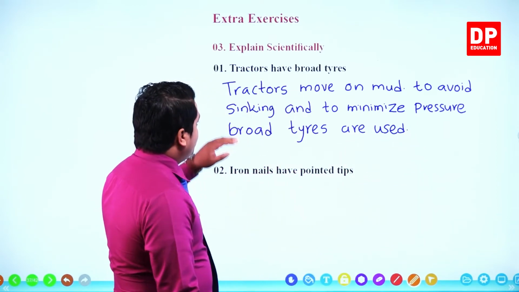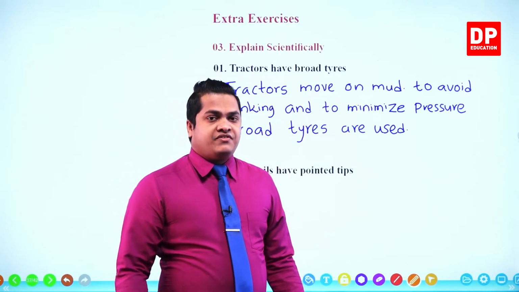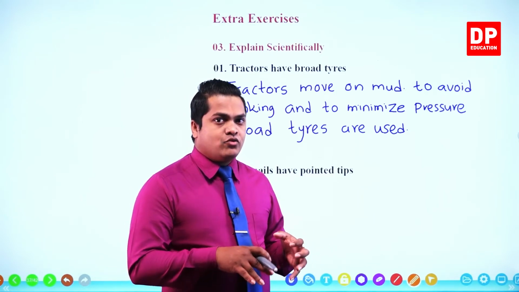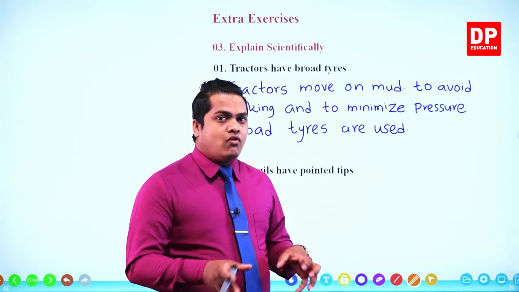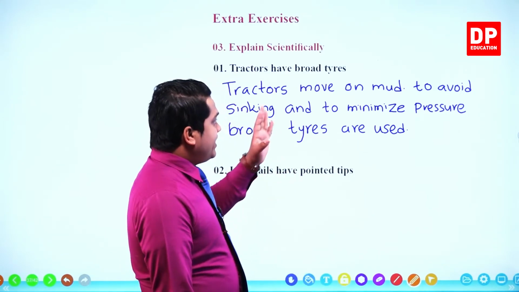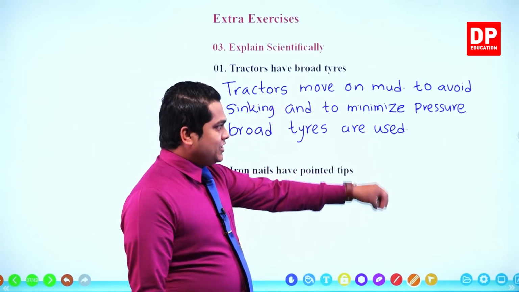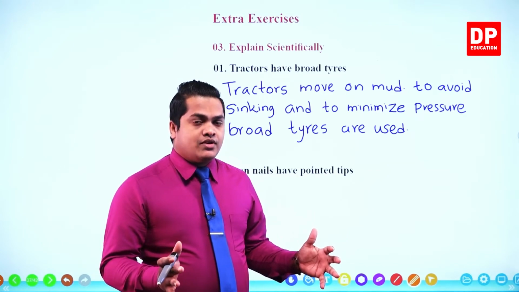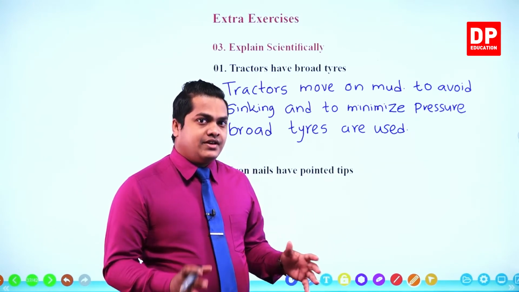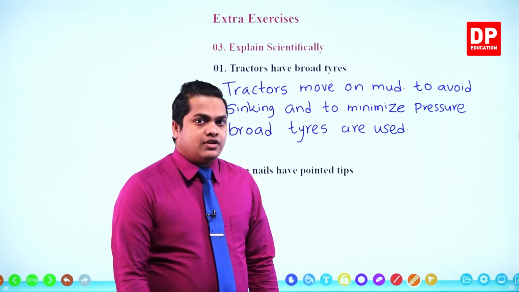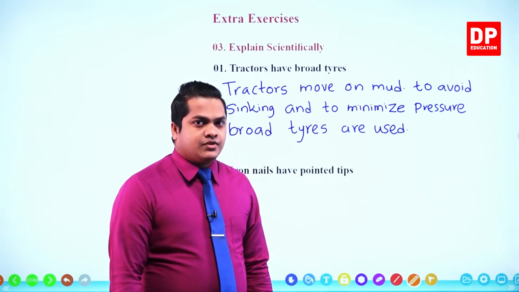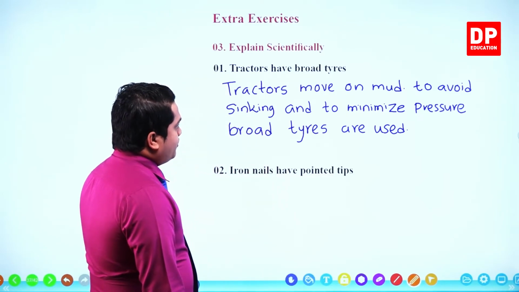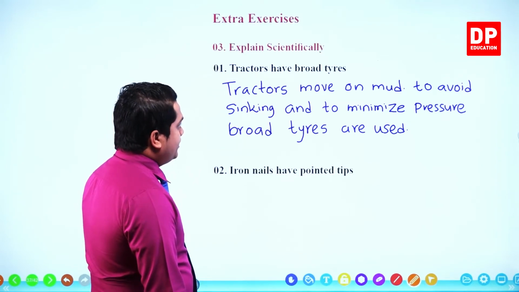So you know that tractors move on mud. If they are moving on mud, tractors should have an ability to minimize the pressure and to avoid sinking. So to avoid sinking, to minimize the pressure, they use broader tires. When the tire is getting broad, surface area is going to increase. When the surface area increases, what will happen, my dear children? Pressure is going to reduce. Okay. So tractors move on mud to avoid sinking and to minimize the pressure.